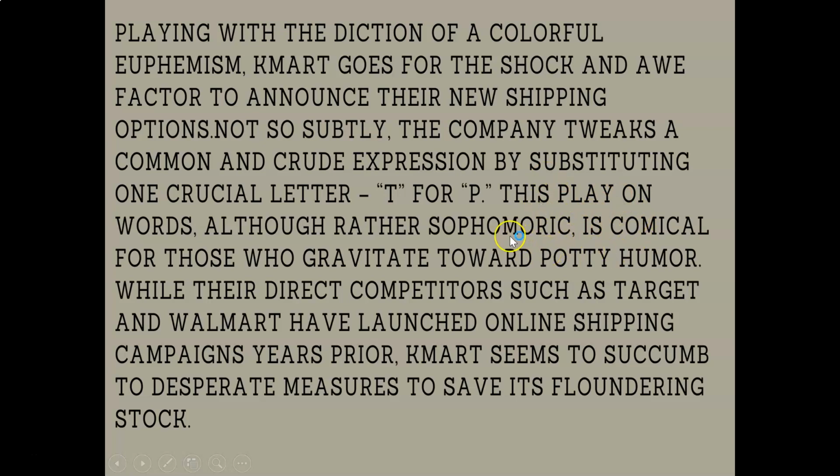While their direct competitors such as Target and Walmart have launched online shipping campaigns years prior, Kmart seems to succumb to desperate measures to save its floundering stock. Authorial intent, last sentence. So it's always 3+1. 3 construction of meaning, 1 authorial intent. Keep the vocab up, focus on those sentence structures. Every single time students do rhetorical analysis, they can do this.